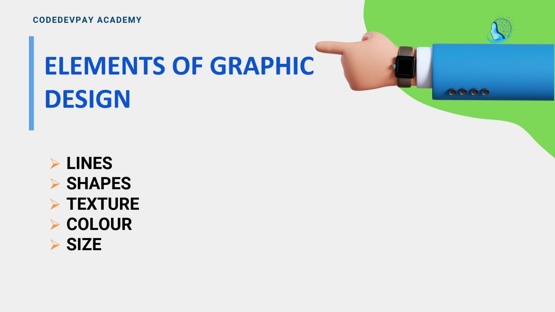Let's go to elements of graphic design. When I was mentioning, I said graphic design is using text, colors, shapes, pictures to communicate. The same way, if you are designing, we have some elements you cannot do away with. So we have lines, shapes, texture, color, and size. For shapes, we have circle, square, rectangle, and more. Texture is the smoothness or roughness of something. Then we have color, then we have size.